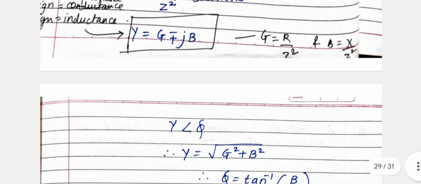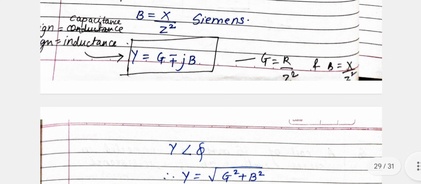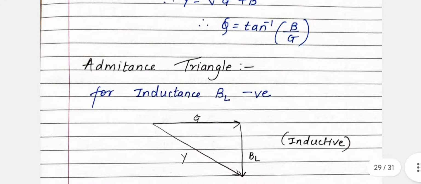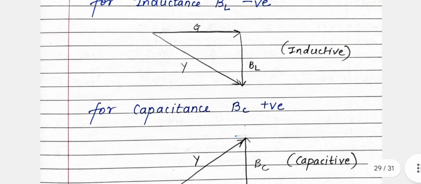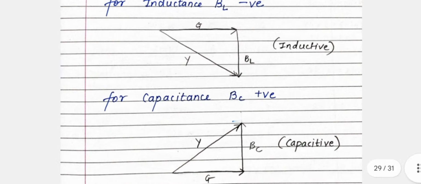Here I have written them in the rectangular form and polar form. Then here this is the admittance triangle. Sometimes along with the definition and formula of admittance, the admittance triangle is asked. So for inductance BL, negative is there, and for capacitance BC, positive is there. You can point out the difference. This is very simple, just remember BL is downwards and BC is upwards. Otherwise Y is the hypotenuse in both cases.